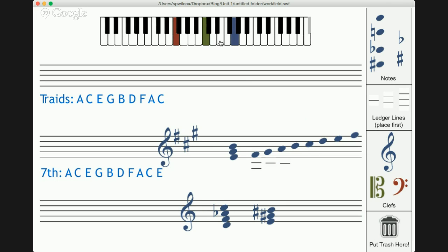So if we went from E to G sharp, that would be an augmented. That would be a major third. And remember, augmented triads are major third, major third. So G sharp to B sharp would also be a major third. And if we want one more major third, we'd be back to E again. So E to G sharp to B sharp, a major third up to E again.